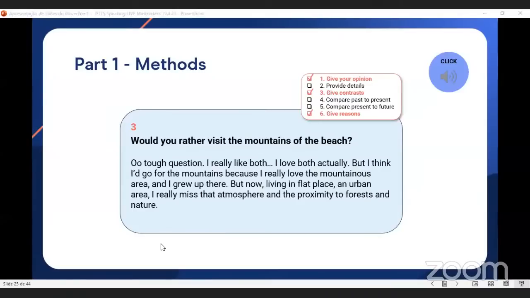So observe now the answer. And another detail that is important, would you rather visit the mountains or the beach? Oh, there's a little typo there. Don't worry, we'll rectify that. Here we go. So, I would rather visit the beach. Avoid these standardized answers. So, tough question. Take a little minute here to analyze the answer and the vocabulary used.